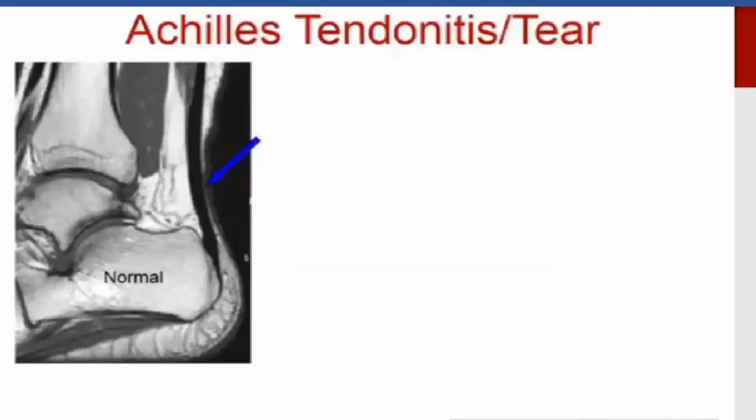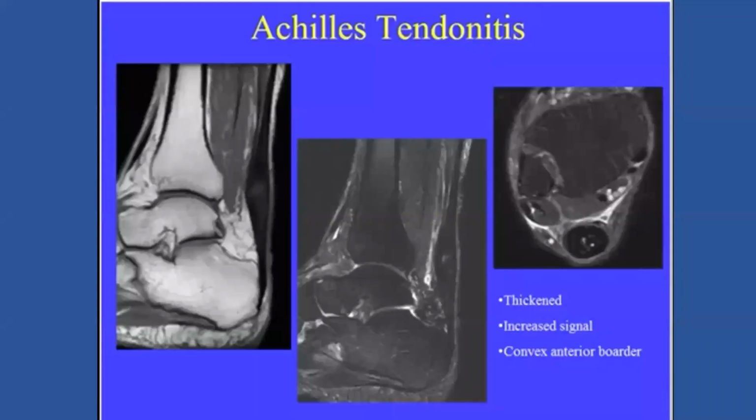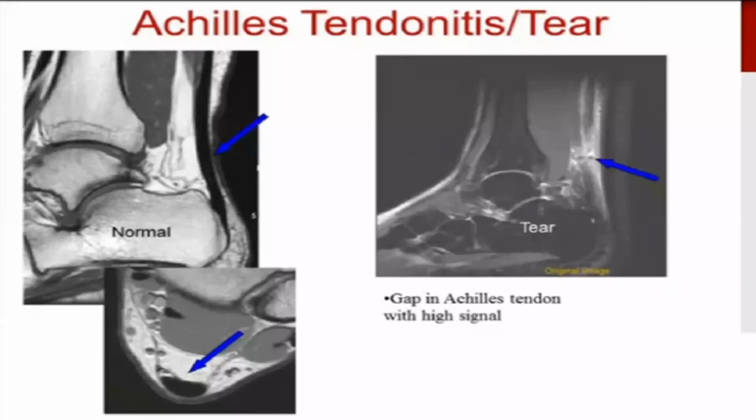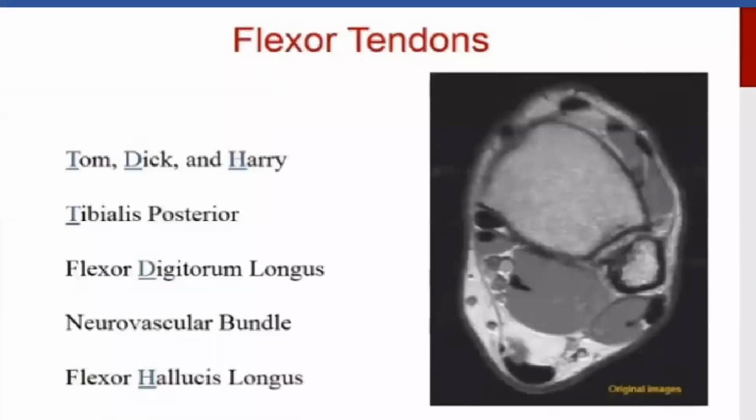Don't forget about tears of the Achilles tendon, where you have thickening of the Achilles tendon and an anterior protrusion on MRI, and you can get avulsions from the origin. So don't forget this. Don't forget about Tom, Dick, and Harry. Don't forget where the vessels lie between the flexor digitorum longus and the flexor hallucis longus.